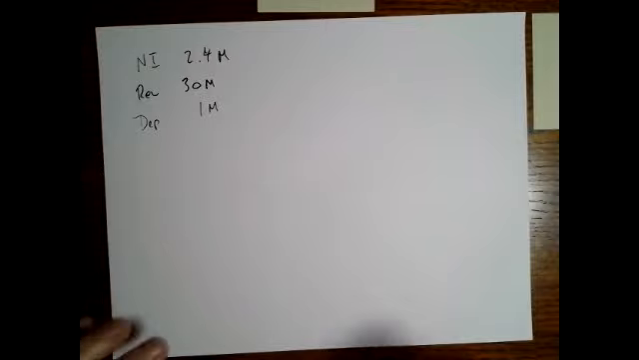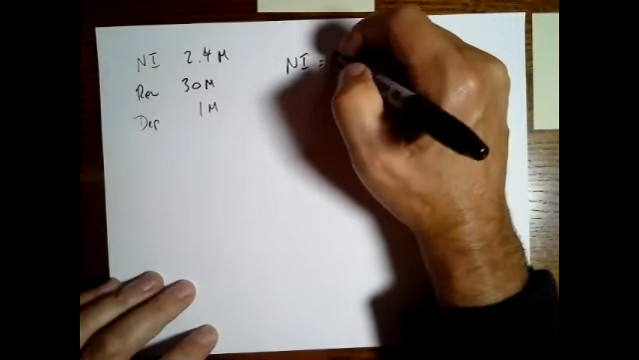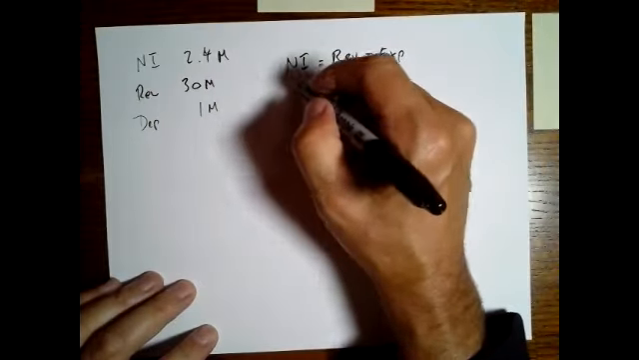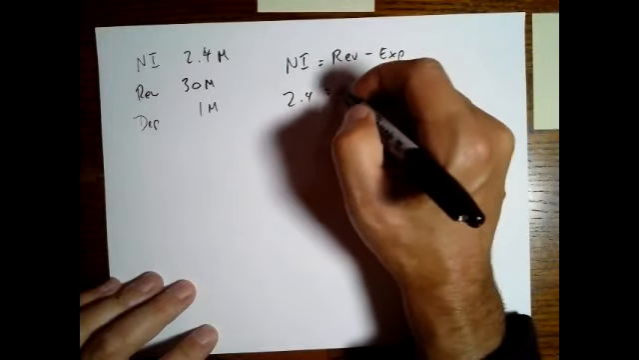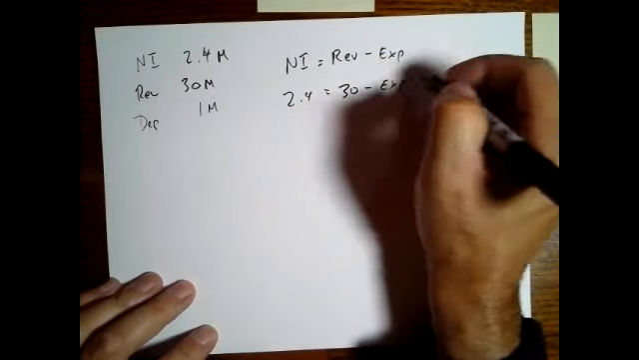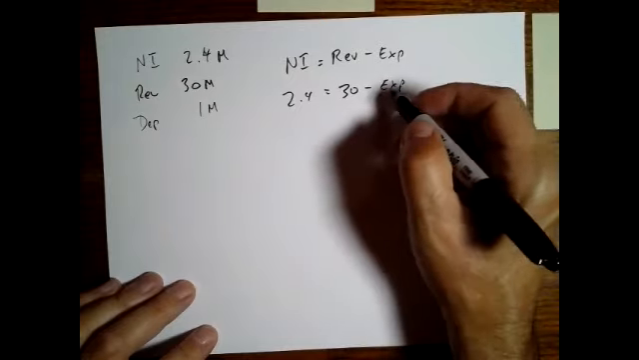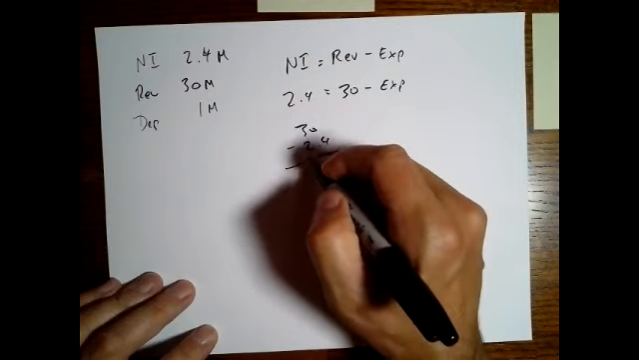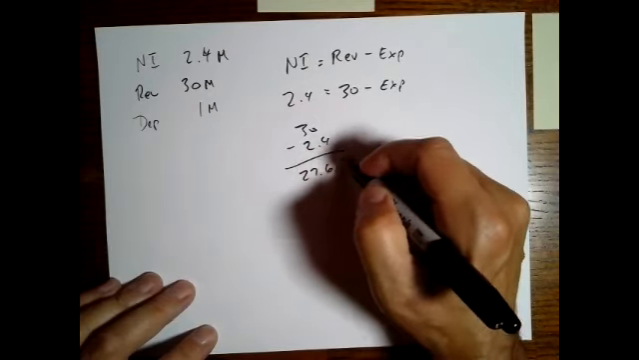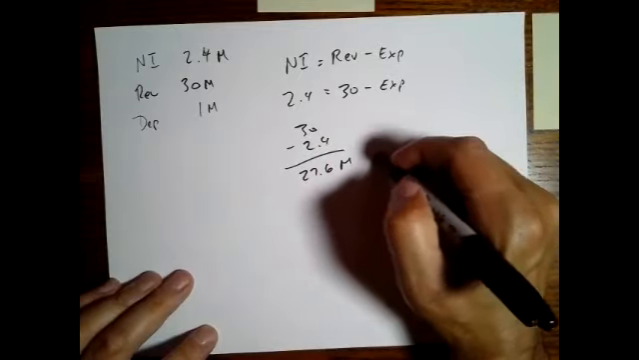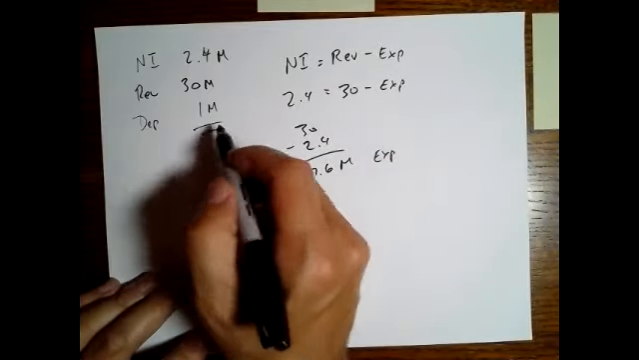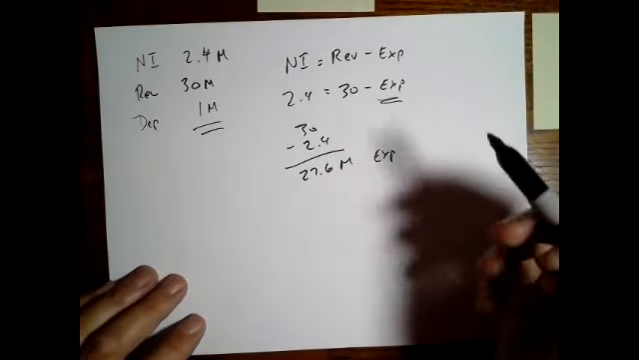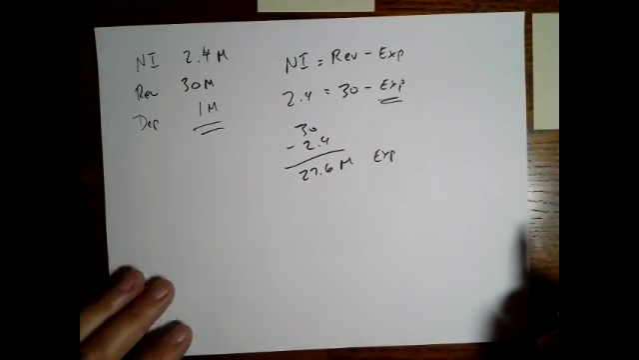Well, net income is equal to revenue minus expenses. So if net income is 2.4 and revenue is 30, then we can simply solve for expenses by saying 30 minus 2.4 gives us 27.6 million, right? So expenses were 27.6 million. Now I'm ignoring the 1 million in depreciation because that's just one element of expenses, okay?